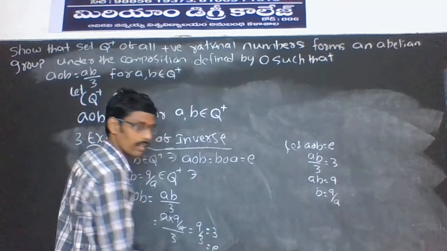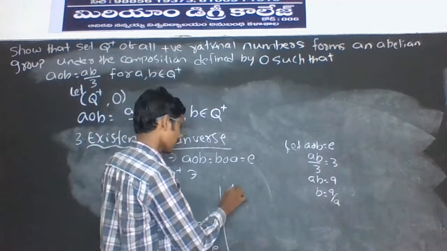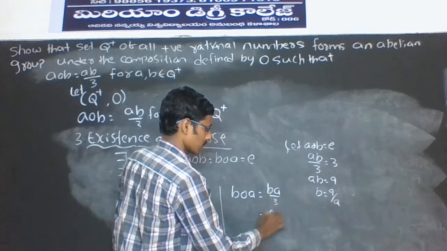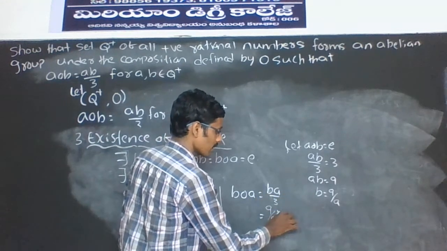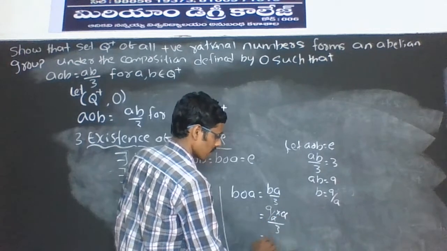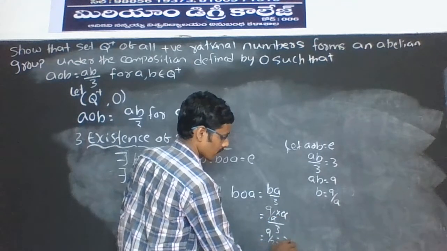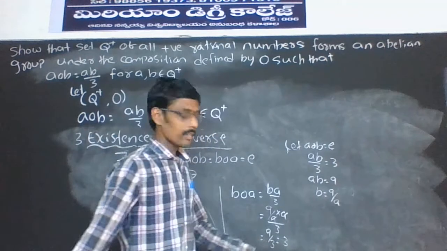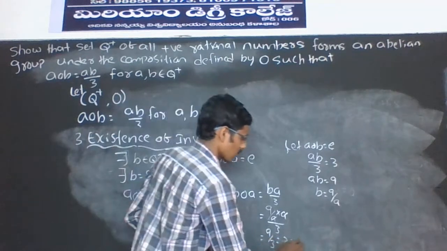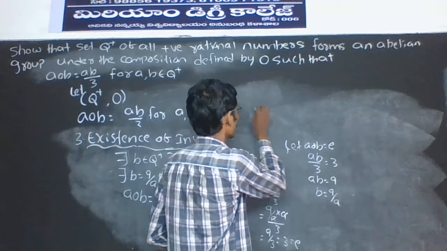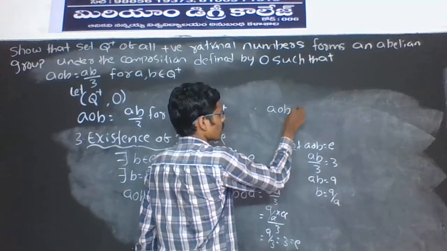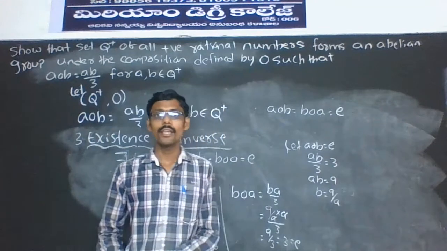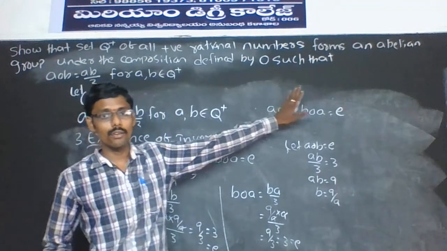Also prove that B circle A is defined as BA by 3. B value 9 by A into A by 3. The As cancel, which is equal to 9 by 3, that implies 3, which is E. Therefore, A circle B is equal to B circle A is equal to E.